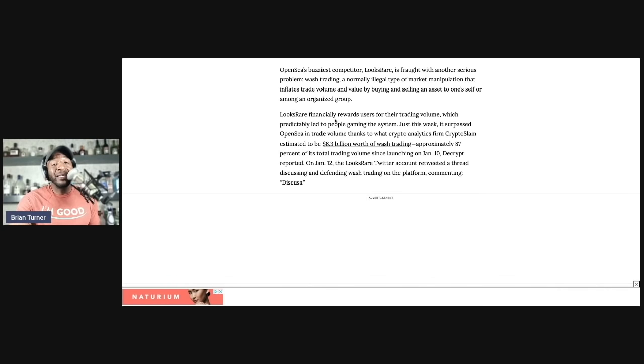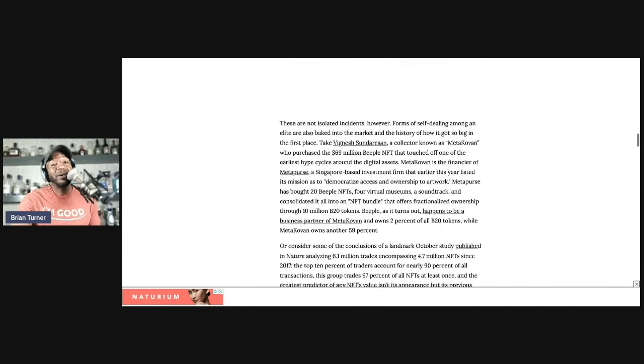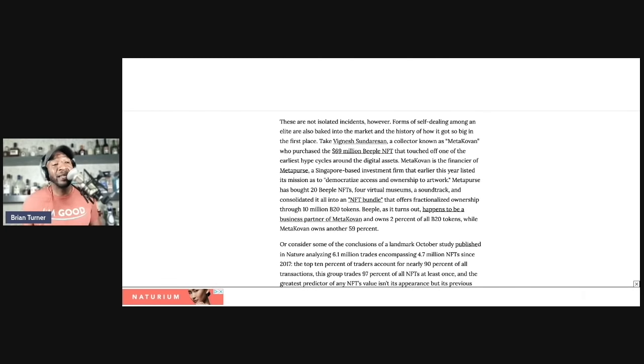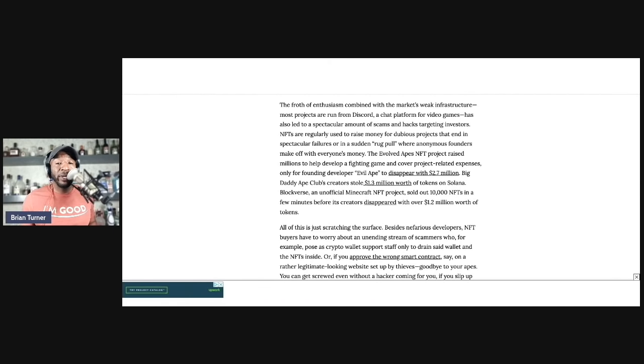So these concepts are new. They're making so much money, and it's almost like there's no regulation. They could get away with a lot. I guess that's what makes crypto and that world so fascinating to people. But when you're getting so many people scammed, so many people losing money, at some point things got to change or things got to improve. The froth of enthusiasm combined with the market's weak infrastructure, most projects run from Discord. And I talked a little bit about Discord. A chat platform for video games has also led to a spectacular amount of scams and hacks targeting investors.